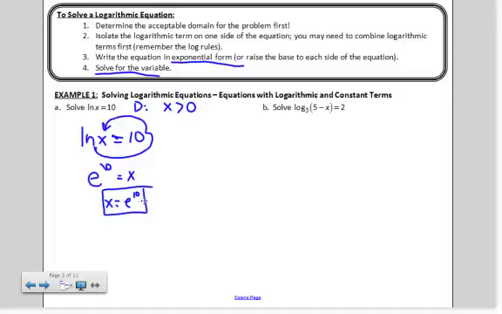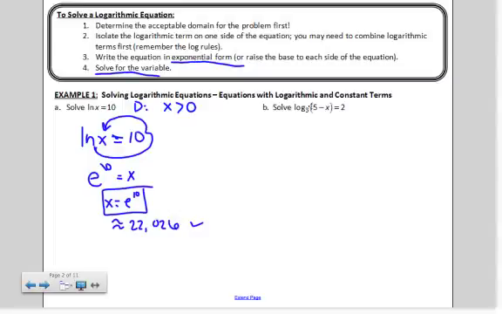If you get it on the calculator portion, if you wanted to, you could write down that e to the 10 is about 22,026, which, if you look back up at the top, our domain, x had to be bigger than 0, and it clearly is. All right, the next one.